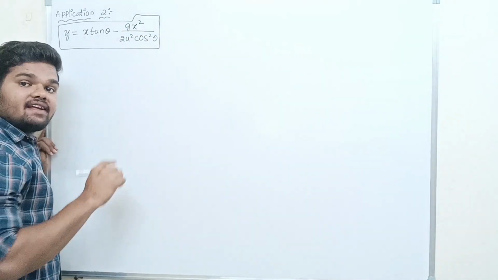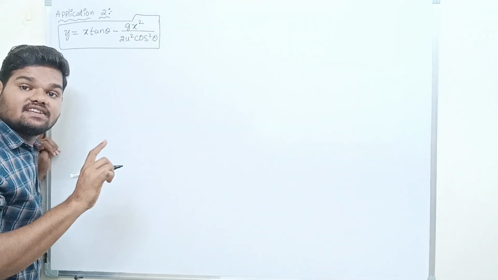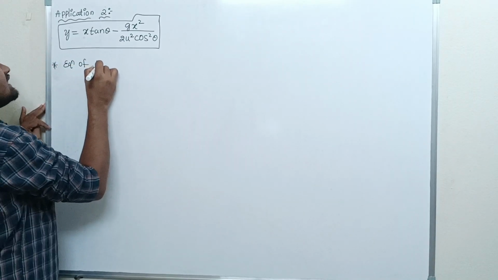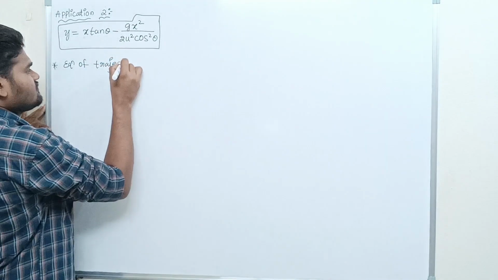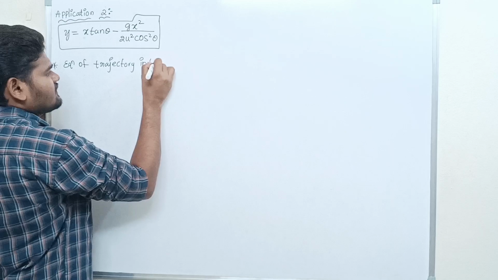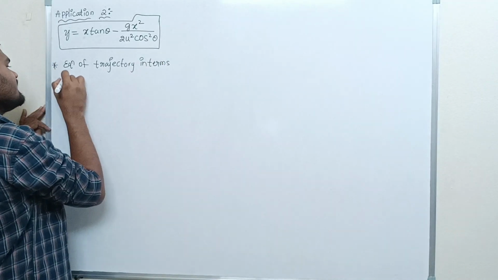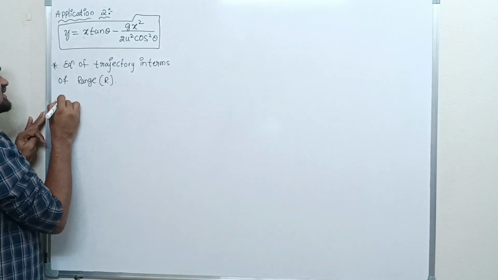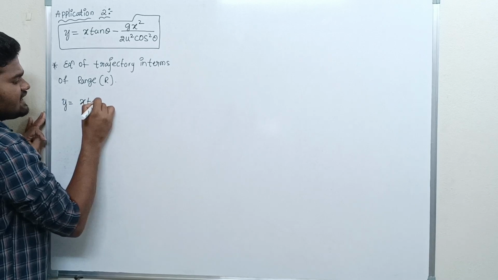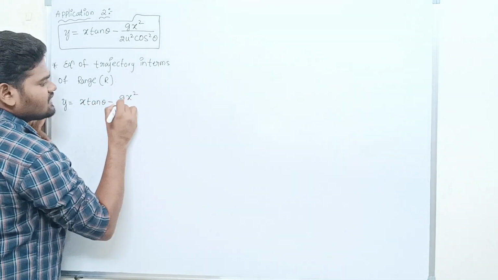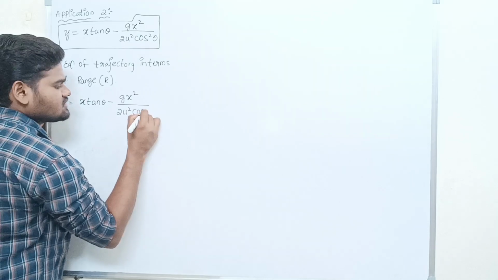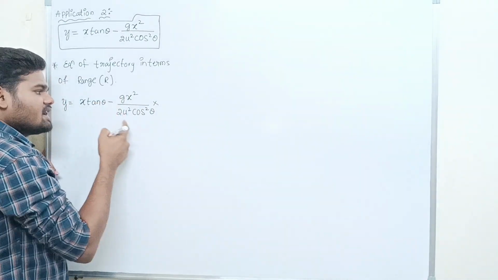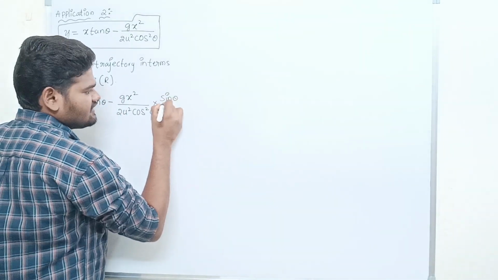Now I want to write this equation of trajectory in terms of range, capital R. So have a look. I'm taking this equation: y is equal to x tan theta minus gx square divided by 2u square cos square theta. Now I'm just multiplying and dividing this part with sin theta, sin theta divided by sin theta. Any problem? No problem.